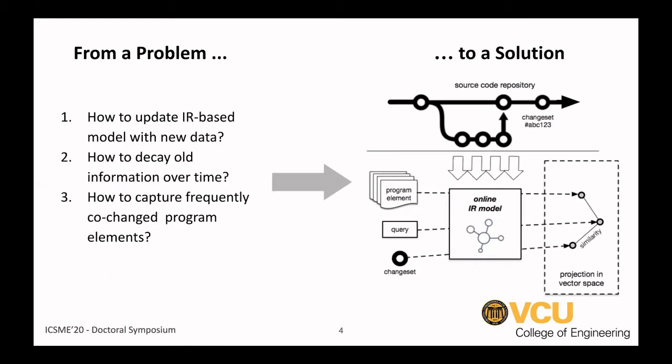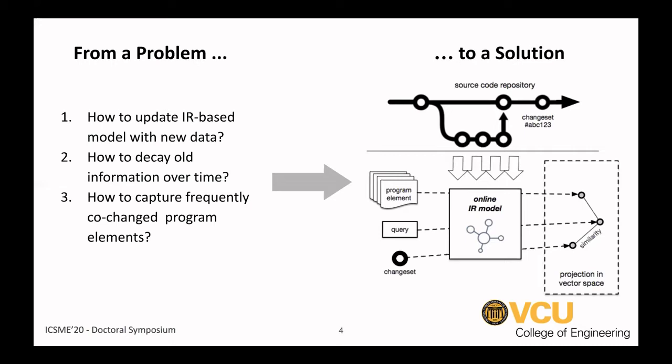To sum up, modern software development requires tools that can be updated rather than retrained, that can incorporate new data and reduce the influence of old information, and finally, that can capture properties that were observed to increase model performance, such as co-changed or frequently changed code. To this end, we propose to build an online information retrieval model based on changesets. The model will be built incrementally, based on a stream of commits, and allow for retrieval of software artifacts based on a query, for instance, a bug report.